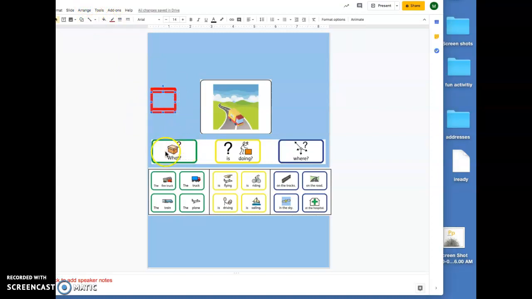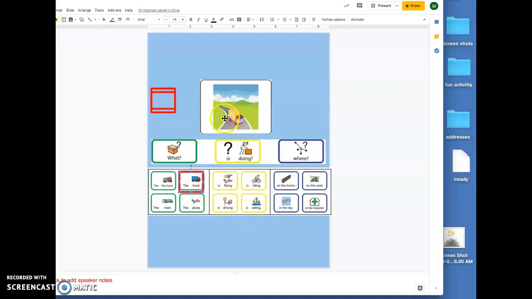So we're going to talk about what it is doing, and where. So we already said that it is a truck. So the truck. What is the truck doing? Is the truck flying? The truck is riding? The truck is driving? Or the truck is sailing?